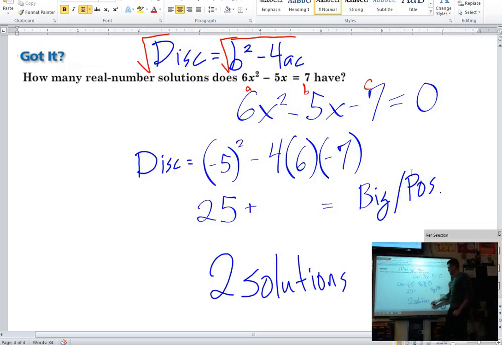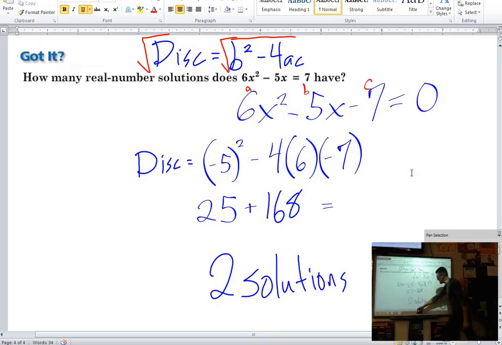What's the significance of big? Bigger than 25? Or just positive? Just that it's positive. This is 24. 24 times 7 would be 140. Yeah, 168. I kind of forgot order of operations. So this ends up being 193. Doesn't matter. I just wrote big because I didn't want to do it.